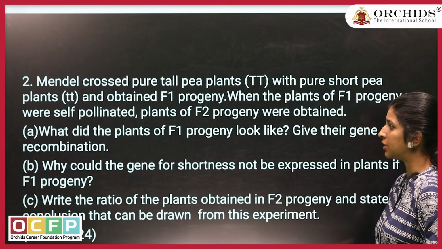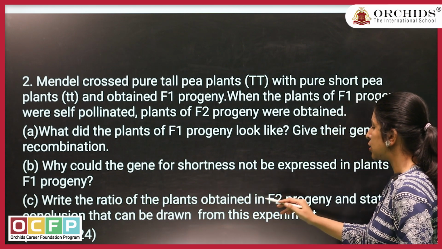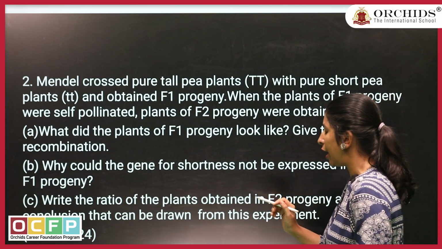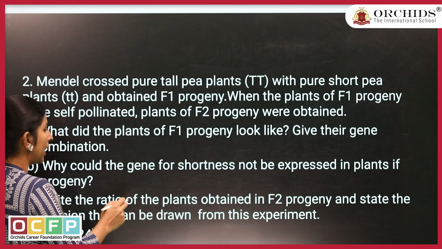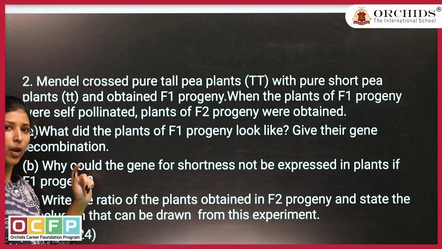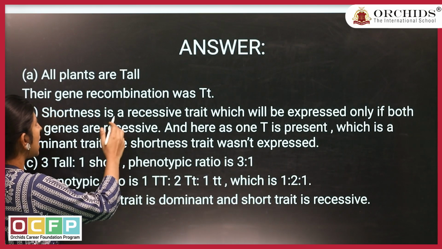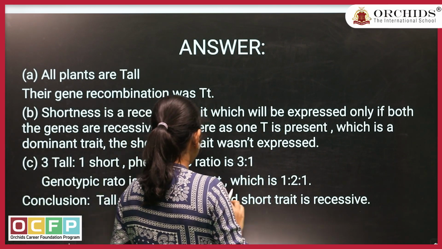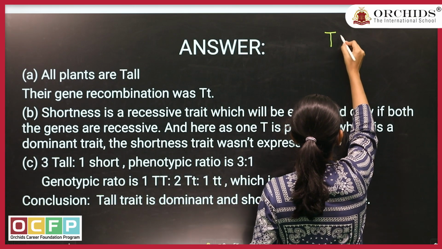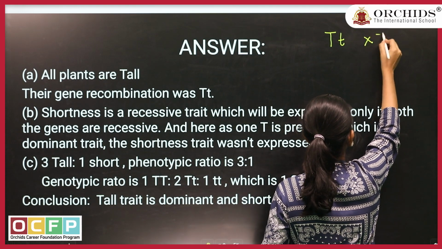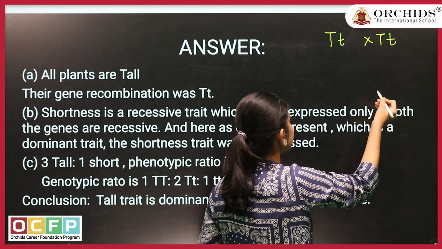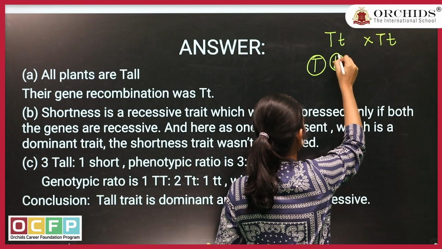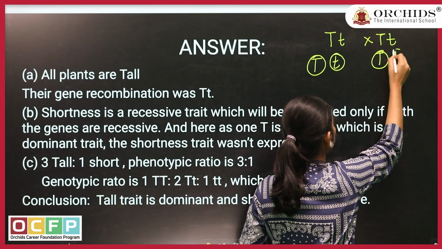Now let's move on to the third part, question C. Write the ratio of the plants obtained in F2 progeny and state the conclusion that can be drawn from this experiment. So we are going to find the F2 generation that we get by self-crossing the F1 progeny. The F1 progeny was capital T small t, and we are going to self-cross it. This is the F1 progeny. We are self-crossing it with the other plant in the same generation, and we have 4 gametes in this case, 2 from one plant and 2 from the other.